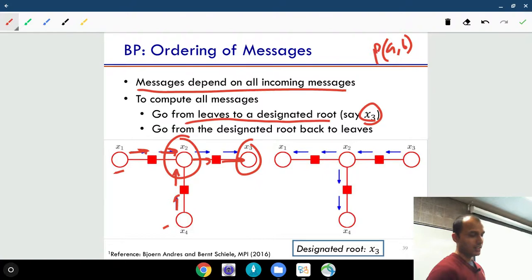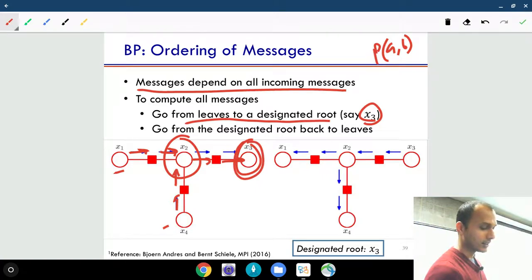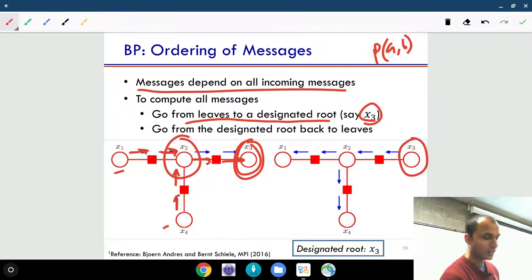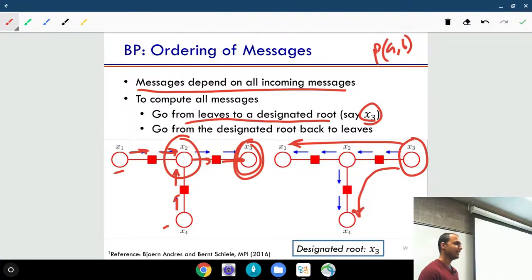Now, once you get the message to x3, you can pass it back. You pass back the message that you got at x3 all the way to the leaf nodes that you started with. So this is like passing messages forward to some designated root, in this case I just picked x3 for simplicity, and then passing messages all the way back. If I had chosen x2 as a root node, then I would have gotten 3 messages from the 3 directions here. I would have gotten some final message here, and then I would pass that message back to all the 3 nodes. Okay.